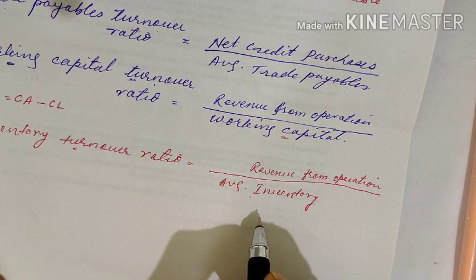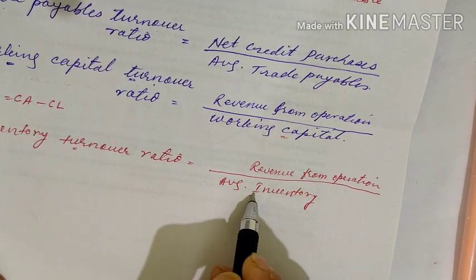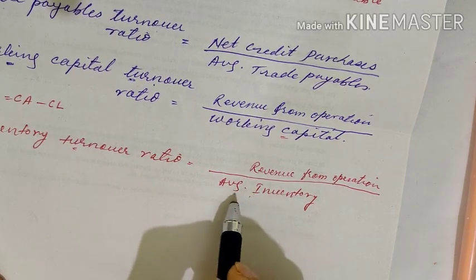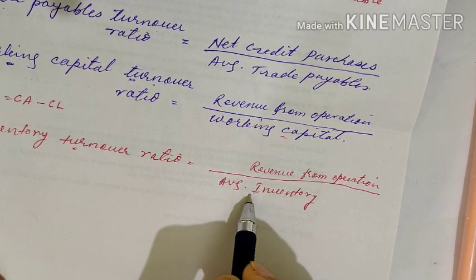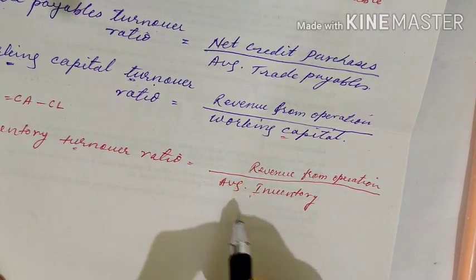Now, the question here is closing stock. Closing stock is mostly valued at cost. Valued at cost, not at the selling price. Right? Now, since inventory is valued at cost, this revenue from operations should also be valued at cost.